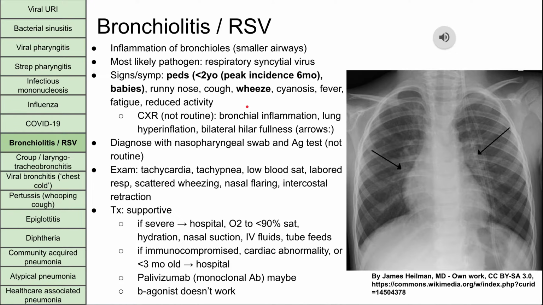You might suspect RSV. On chest x-ray, there are a couple characteristic things. You can see bronchial inflammation, like you see around here. You can get lung hyperinflation. These lungs are pretty big. It ends up being like an obstructive lung disease, so they're able to breathe in but not breathe out as easily. And the arrows here are pointing to bilateral hilar fullness. So this is just inflammation going on around the hila of the lung, which is where there's a lot of the bronchioles, so all of that is kind of full and inflamed.